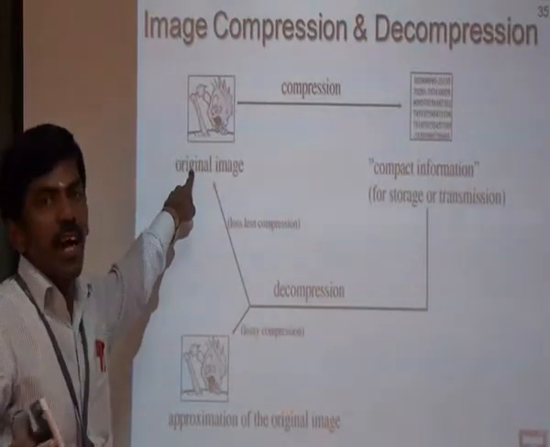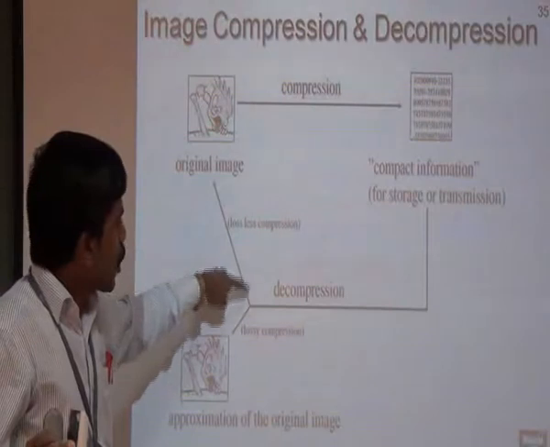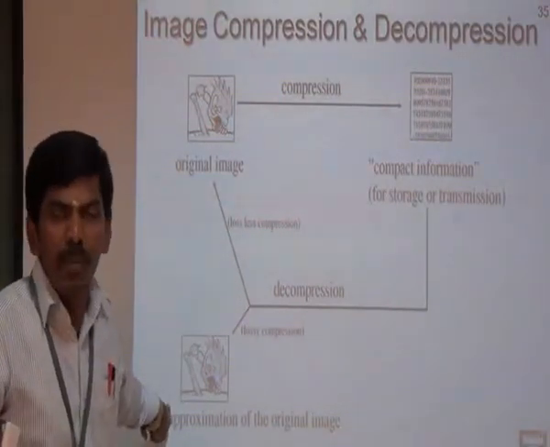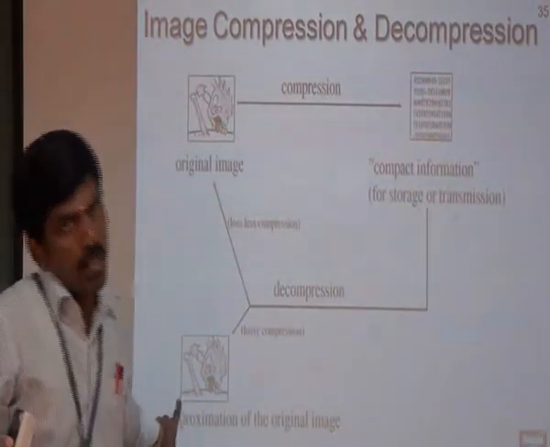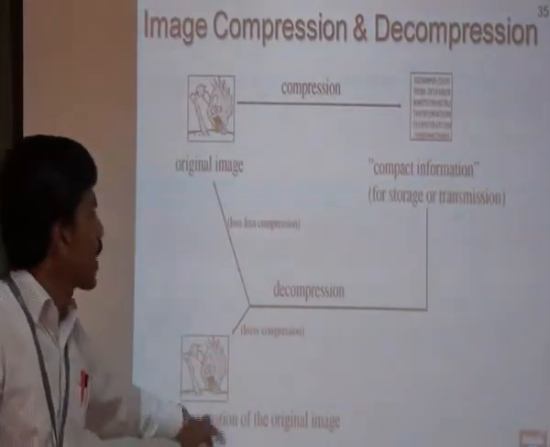We get the original image, called exact 100% identity. We get lossless compression. If we don't achieve 100% compression, only 95%, that is considered lossy compression. Information can be lost, meaning approximately we can use the original.